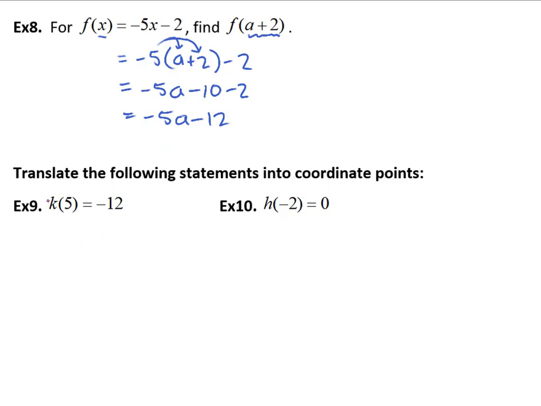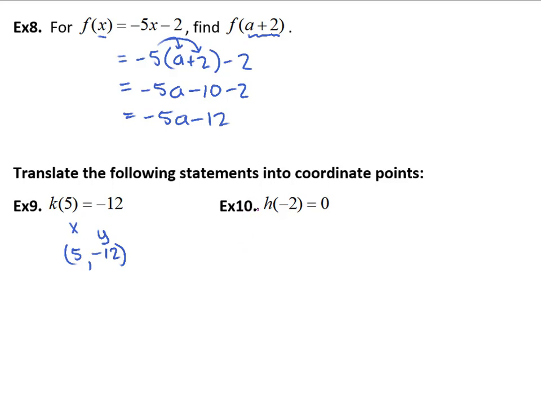Okay, a couple easier questions. Translate the following statements into coordinate points. Well, what's our input here? What would we use for x? Well, we plugged in 5, so there's my input value. And we got back out -12 from whatever this function is. So our coordinate point would be 5, -12. We plugged in 5, got back -12.